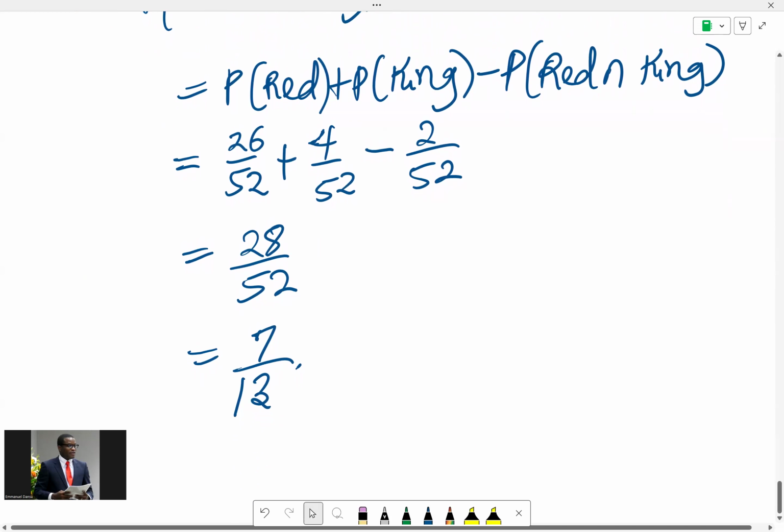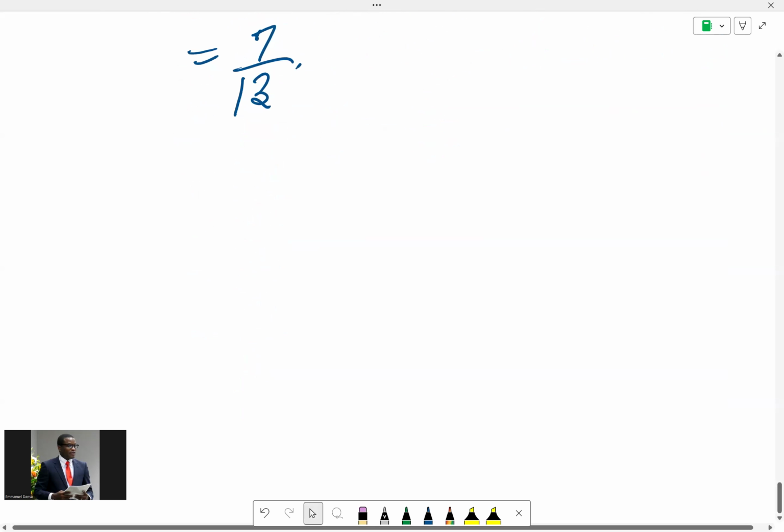So that concludes the addition rule. So addition rule has to be considered for both mutually exclusive events and non-mutually exclusive events. Okay, so let's move on to multiplication rule.